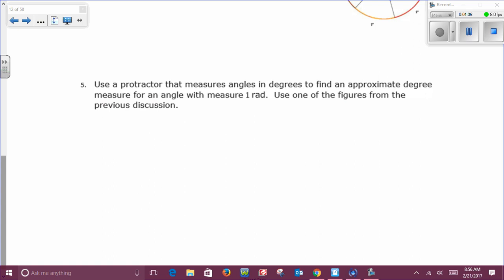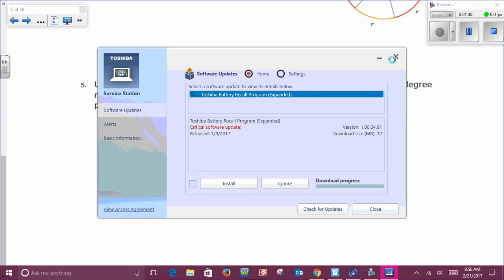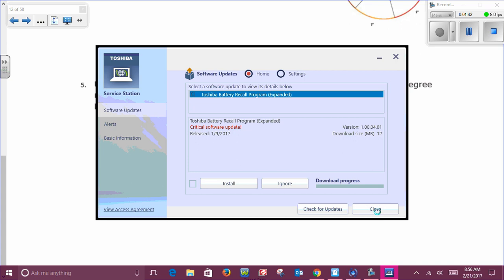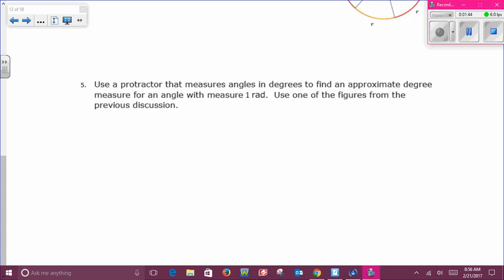And we're going to use a protractor that measures angles in degrees to find an approximate degree measurement for an angle with measure 1 radian. Use one of the figures from the previous discussion up above. If I were to take a protractor and measure it, it would be approximately 57 degrees, and I can show you that in class.